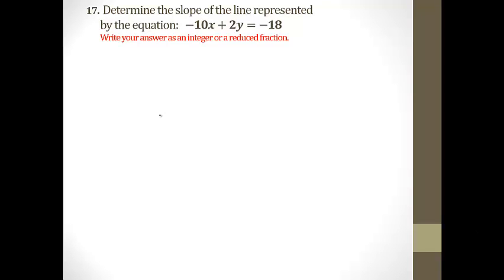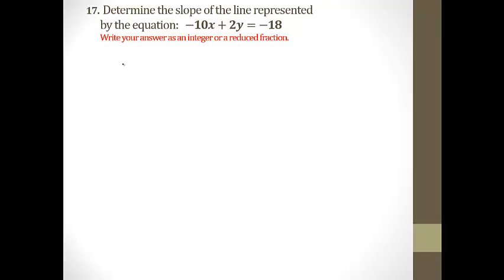Hi everyone, we're going to do some review here. This is question 17 from the Developmental Combined and Developmental 2 final exam. The question says, determine the slope of the line represented by this equation. Negative 10x plus 2y equals negative 18.